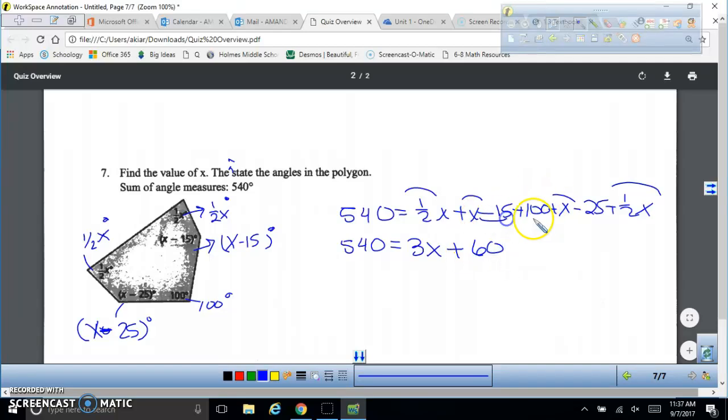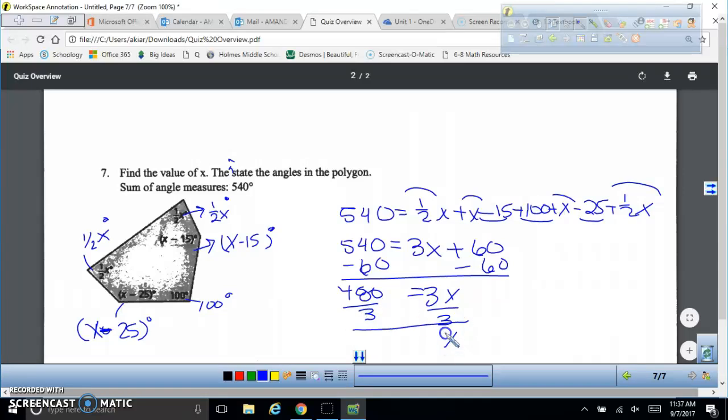I knew I was missing something. There's my 100. Okay, now we're going to take away 60. Take away 60. Okay, 3x equals 480. Divide by 3. Divide by 3. X equals 160, but did we solve for the angles? No, we're going to plug x into all of our angles.